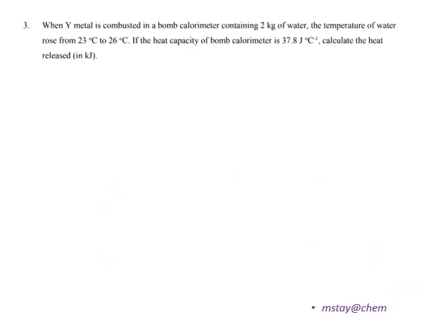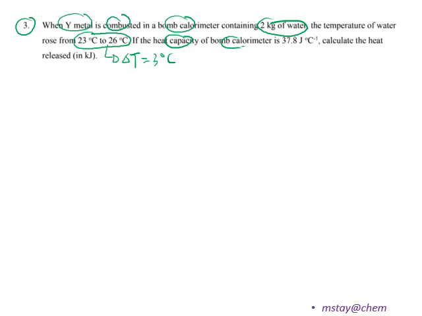After getting some idea of how to answer the calculation question, let's start with tutorial question number 3. When Y matter is combusted in a bomb calorimeter containing 2 kg of water, the temperature of the water rose from 23 to 26 degrees Celsius. So from here we know that the temperature change is equal to 3 degrees Celsius. The heat capacity of the calorimeter is 37.8 joule per degree Celsius. Heat capacity is referred to as the capital C. Calculate the heat released in kilojoule.